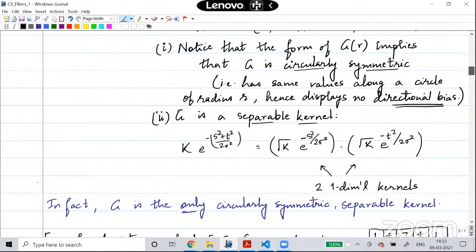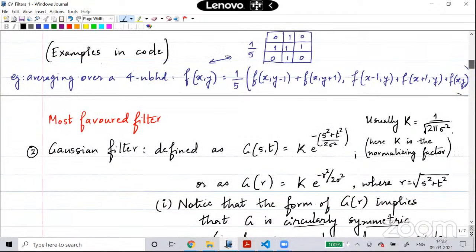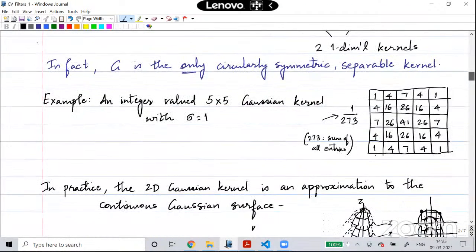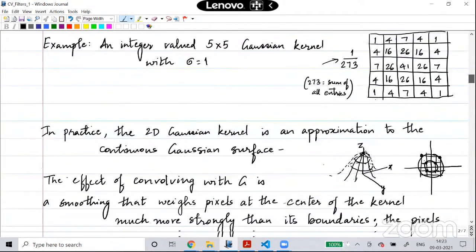Moreover, to make things even nicer, G is also separable. This function can be written as the product of two functions, which are both one-dimensional kernels. So this is a separable, circularly symmetric kernel. This is in fact the only separable and circularly symmetric kernel. This is the reason why it is the most commonly used filter. Here I have written just one example of a 5 by 5 Gaussian kernel, with sigma being 1, standard deviation 1.